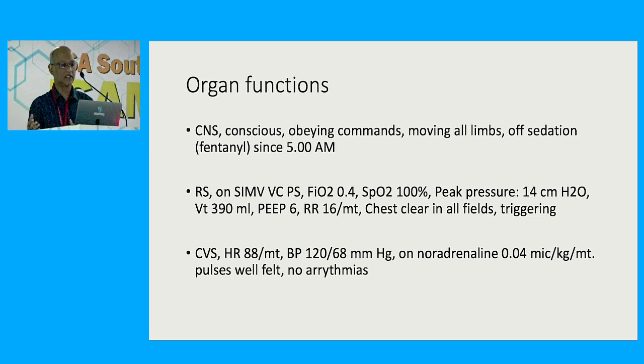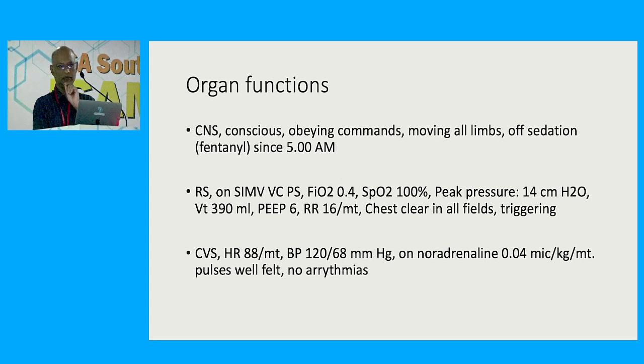Coming to the cardiovascular system, again, don't do an extensive one, look at the heart rate, look at the blood pressure. There's an arterial line, so the blood pressure is 120 by 68. On NORAD support, it's only a minimal support, 0.04 mics per kg per minute. Pulses are felt in all limbs, no arrhythmias. So that's all you need to know.